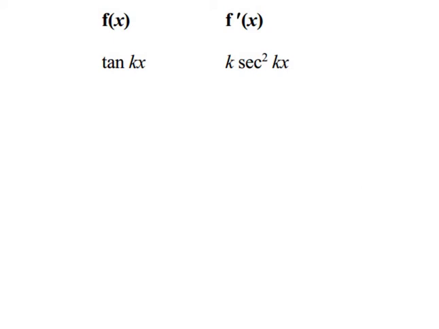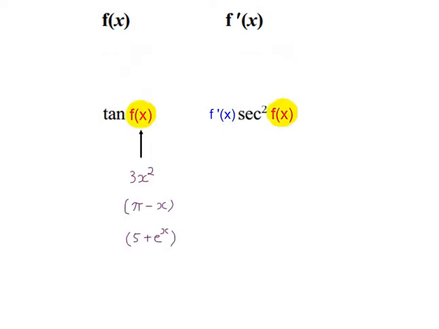Now, better formulae to memorize start off with what we have in the formula book. So we take the angle, the linear angle, replace that with f of x, which could be any function of x, any angle whatsoever, and then replace the k with f dash x. So now our angle can be absolutely anything, any function of x.